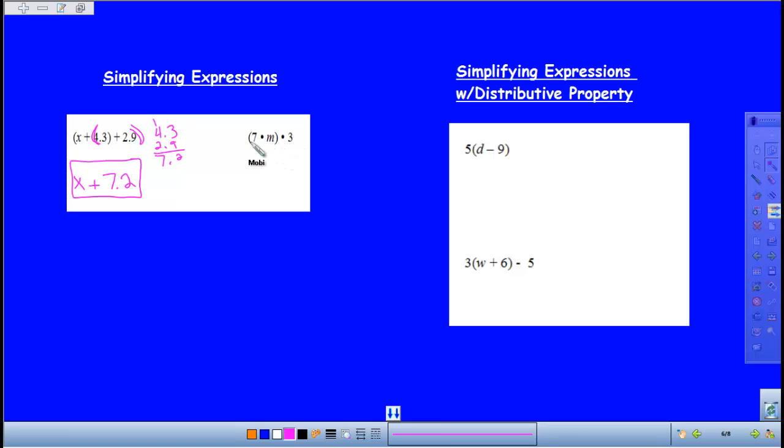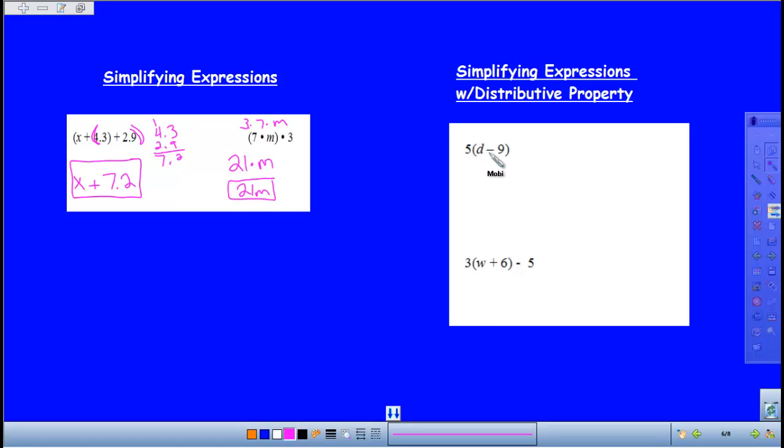Over here, I'm multiplying them all. So I can combine, again, I can switch the order and I could do 3 times 7 times m. So I could do 3 times 7, which is 21 times m. You could write it like this, or 21m. Now you could, once you're doing some simplifying with the distributive property.